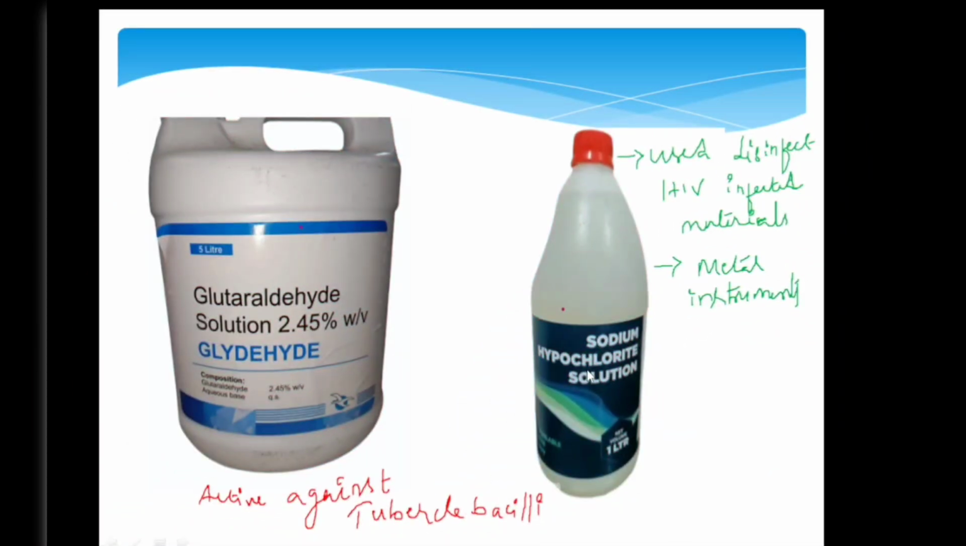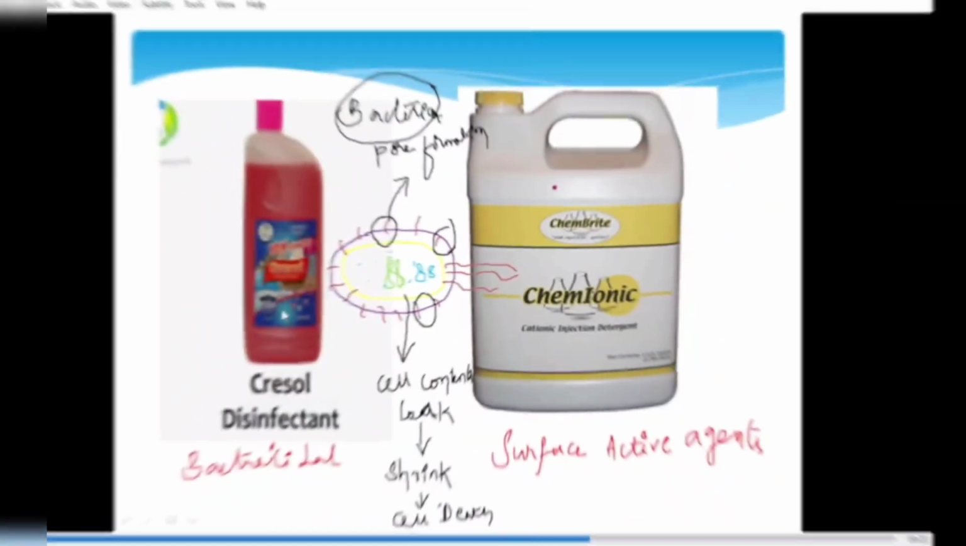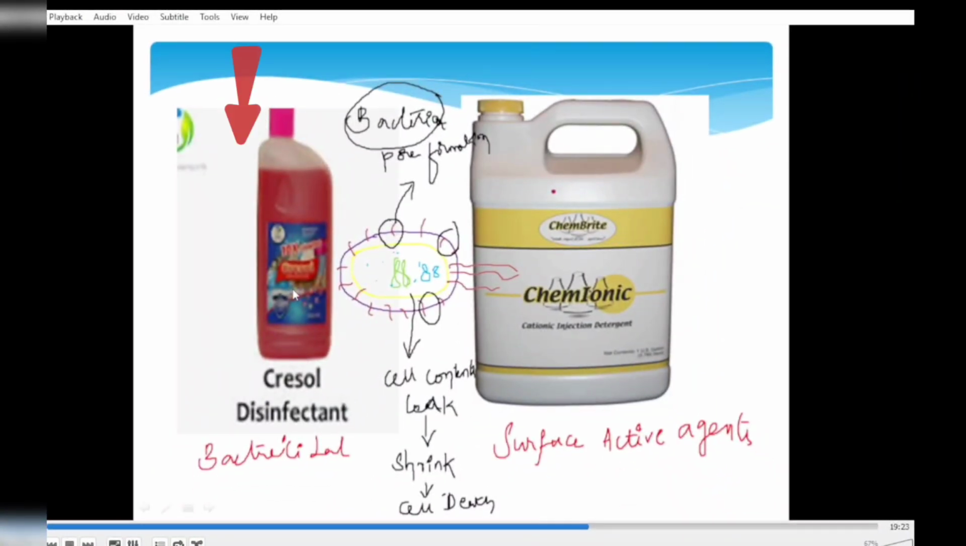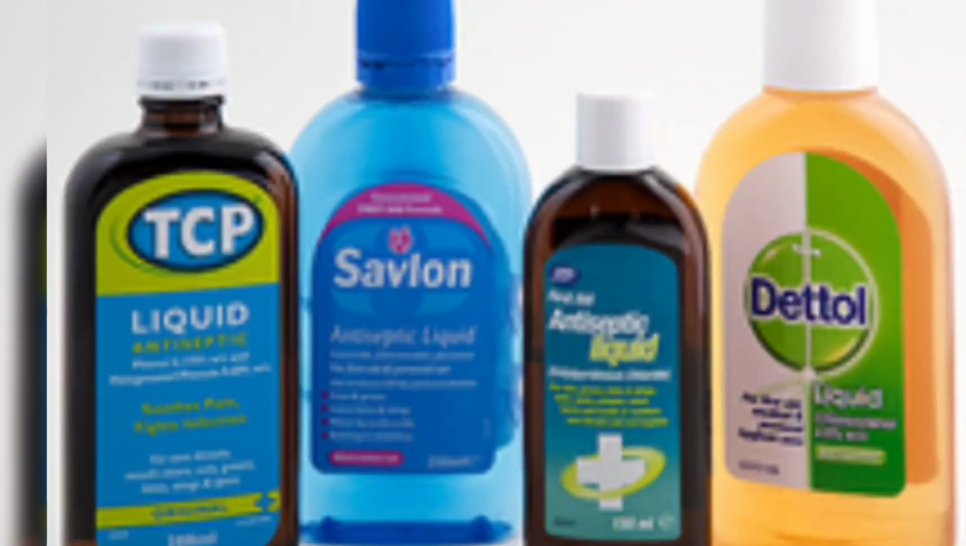In the next image you can see sodium hypochlorite solution. Sodium hypochlorite solution is an example of a halogen. It is mostly used in hospitals to disinfect HIV infected materials and also to sterilize metal instruments. In the next image you can see cresol disinfectant. Cresol comes under the phenolic compounds. Phenolic compound examples are cresol, Dettol, Savlon. All of these are very important to kill bacteria.